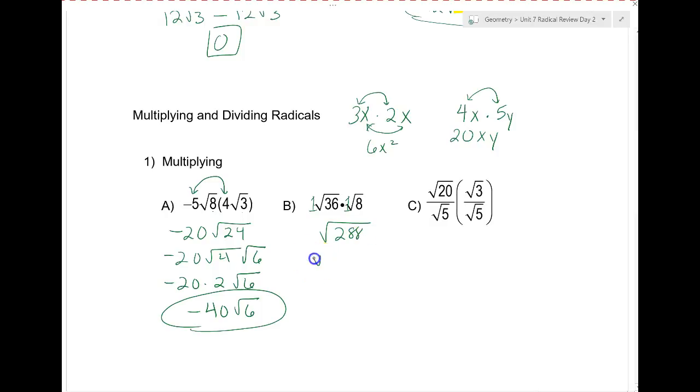Well, remember, I can take the square root of 144 out, and I get the square root of 2. Well, what's the square root of 144? Well, that's 12 root 2. Now, that's one way of solving this one.